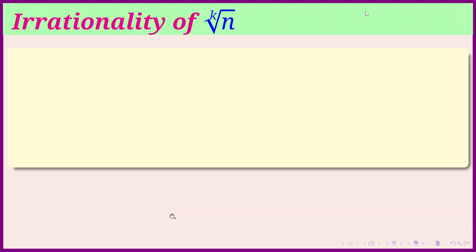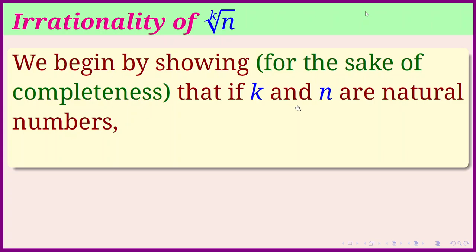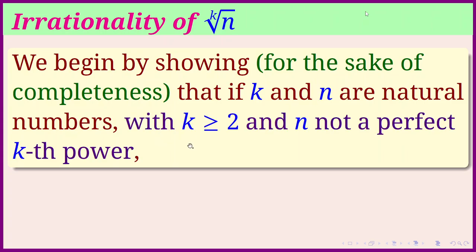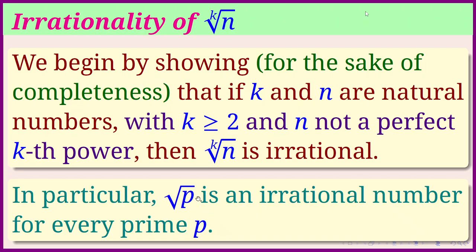First, let us check the irrationality of kth root of an integer n. We begin by showing, for the sake of completeness, that if k and n are natural numbers, with k greater than or equal to 2 and n not a perfect kth power, then kth root of n is irrational. In particular, square root of p is an irrational number for every prime p.